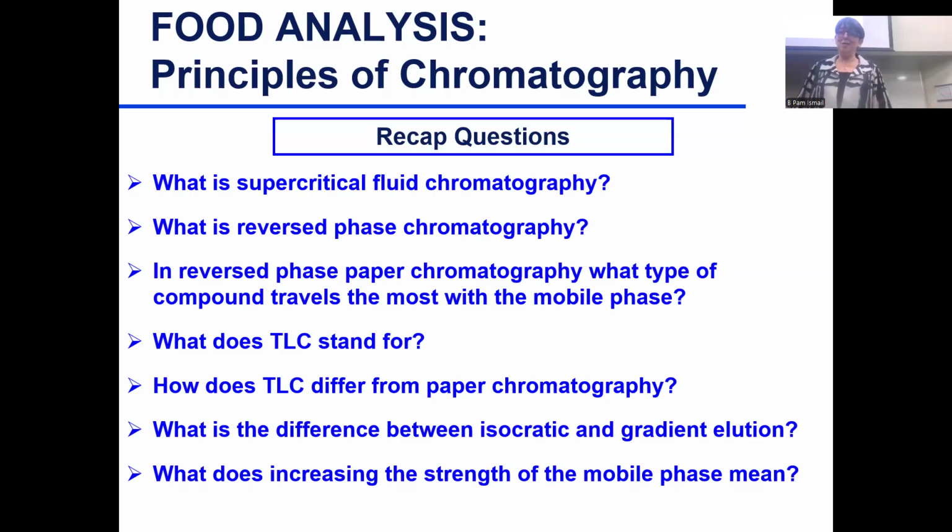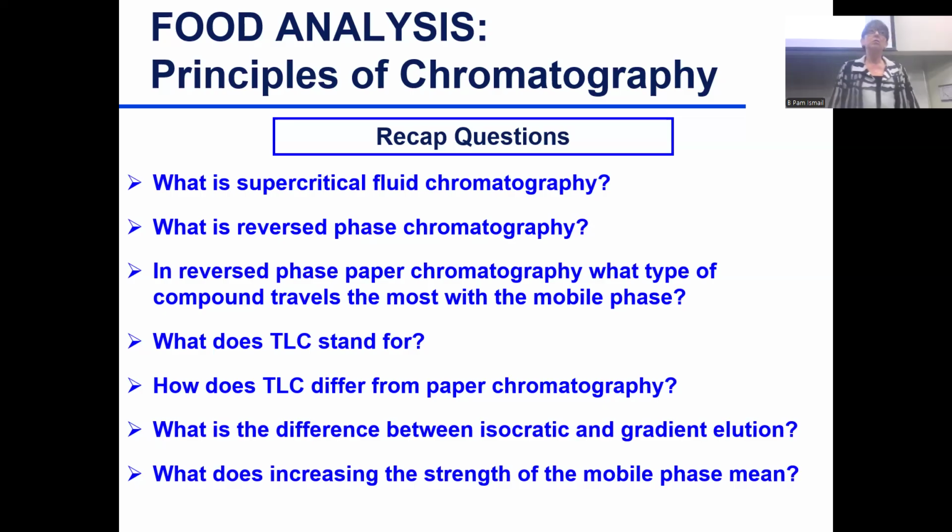Again, the justice example: give the kid, buy them something, so that they come up. So make the mobile phase more likable to the analyte. That's what it is. Okay.